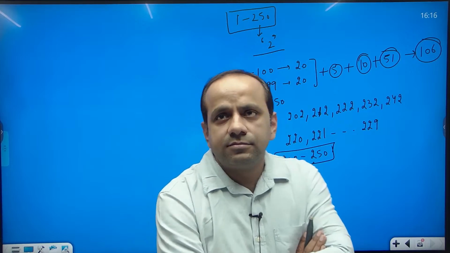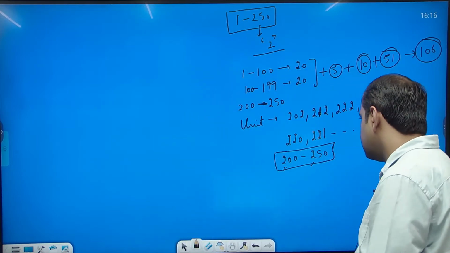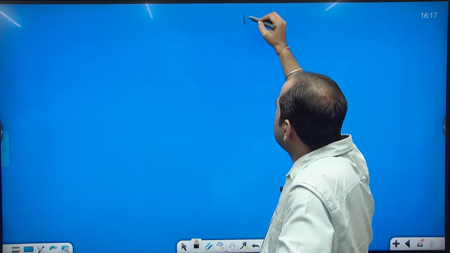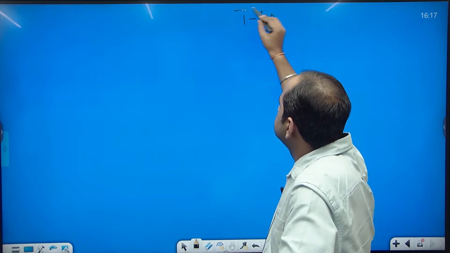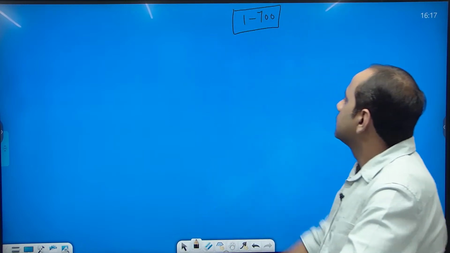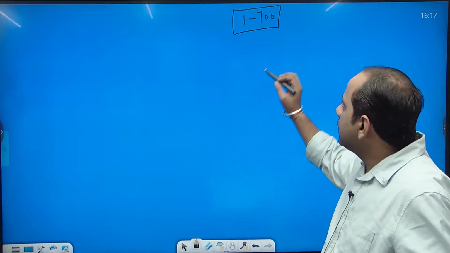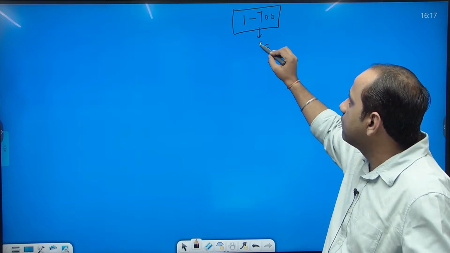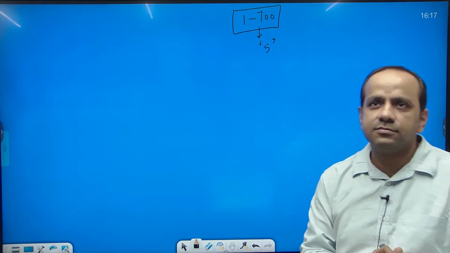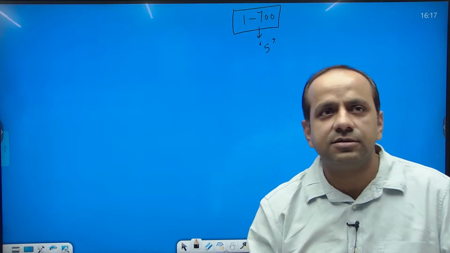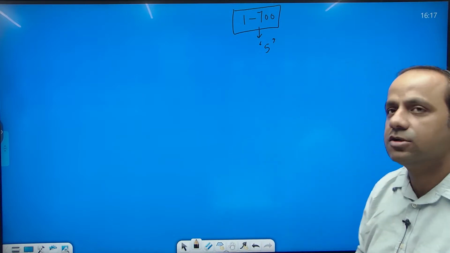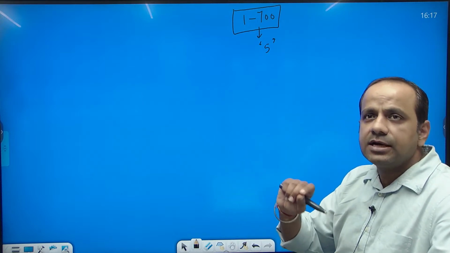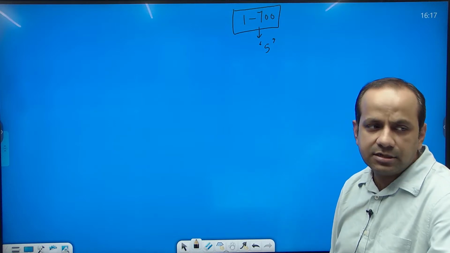Clear? Let's do one more. Okay, see the last question for today. 1 to 700, and I need to write down how many times I have to type 5. Very easy question. Jayesh, just understand this. Try this question. I'll repeat the concept again after this. 1 to 700, how many times I have to type the digit 5?